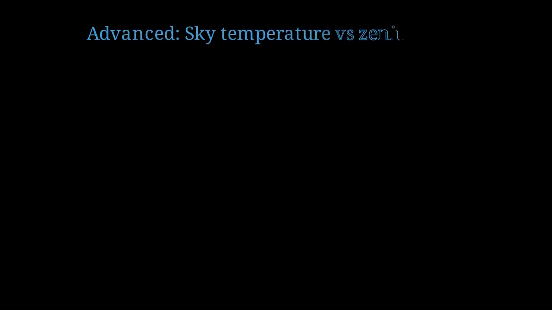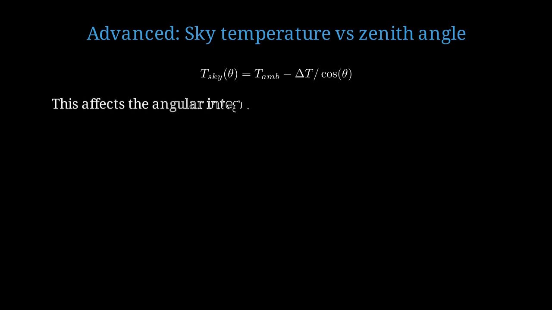For even more accuracy, advanced models consider that sky temperature varies with zenith angle, because you're looking through different atmospheric path lengths. Sky temperature, as a function of zenith angle theta, approximately equals ambient temperature minus delta T divided by cosine theta. This angular dependence affects the integral over solid angle when computing total atmospheric radiation incident on our surface.